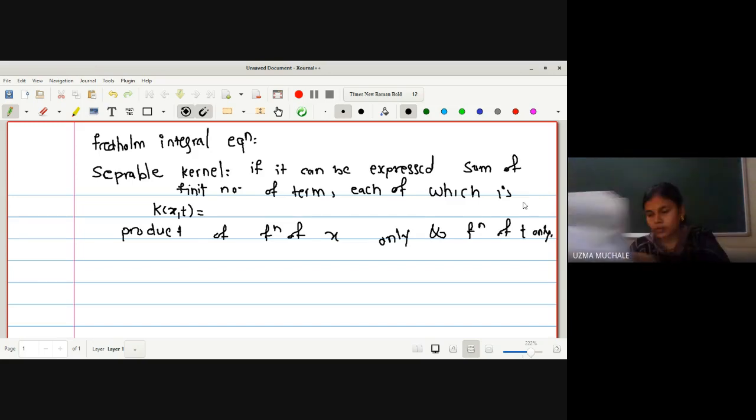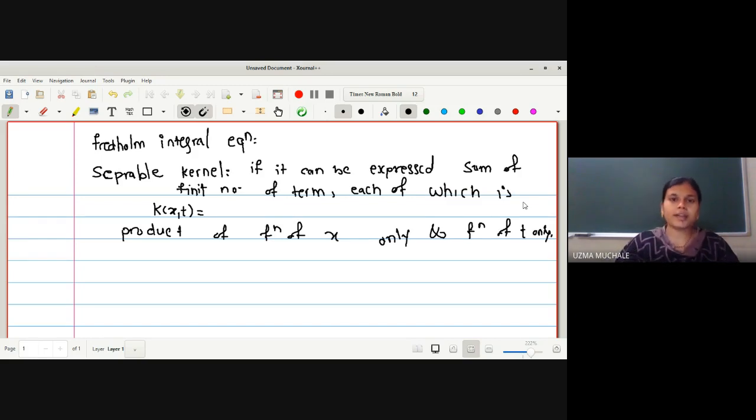Actually, I wanted to take all the types of kernel at a time, but it will be good if we take them at the time that we need. Every time we need some type of kernel, I will define it at that time. So what is a separable kernel? A kernel is called separable if it can be expressed as a sum of a finite number of terms, each of which is a product of a function of x only and a function of t only.